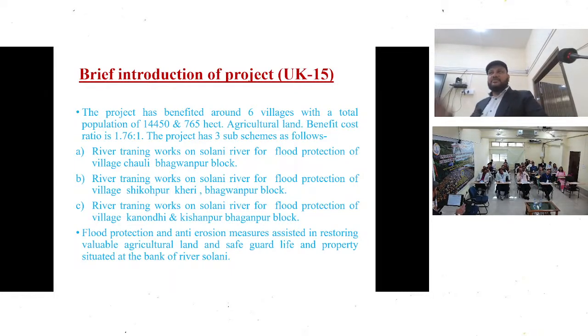The project was divided into 3 sub schemes. One was river training work on Solani river for flood protection of the village Choli, Bhagwanpur block. Another was the river training works on Solani river for protection of the villages Sikofpur, Keri and Bhagwanpur block, and the third was river training work on Solani river. The flood protection and erosion measures assisted in restoring valuable agricultural land and safeguarding property.